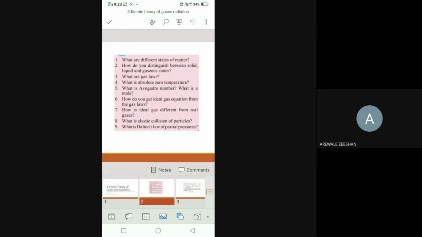But we wanted to know about the absolute zero temperature. What is the meaning of absolute zero temperature? All the gases, all the substances, liquid, solid, everything becomes solid at this particular temperature. That is called absolute zero temperature. In degree Celsius, that temperature is minus 273.